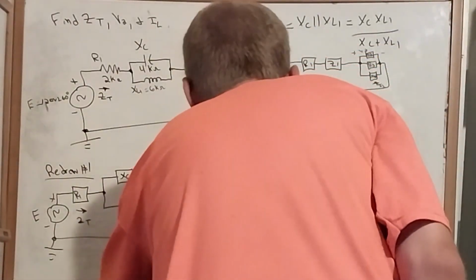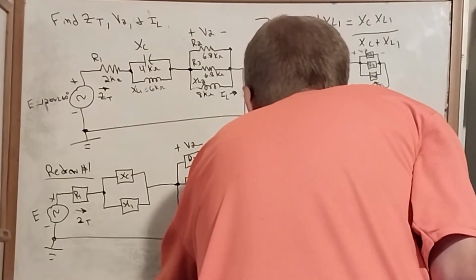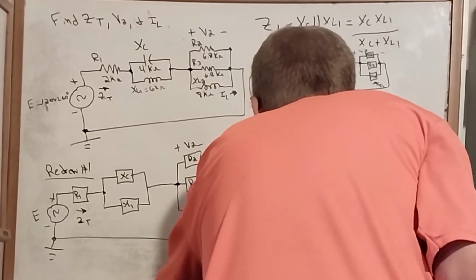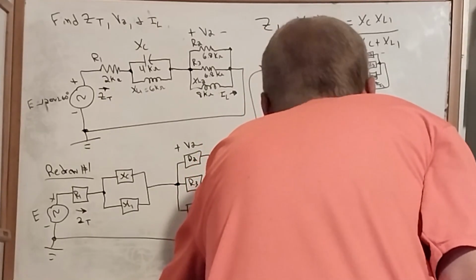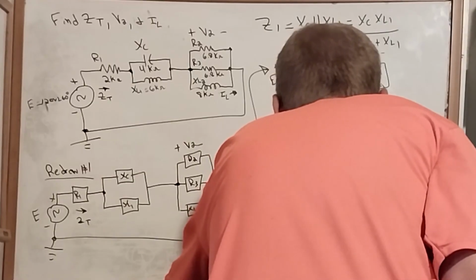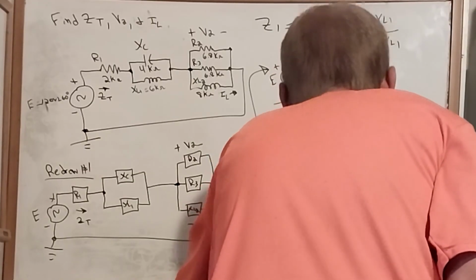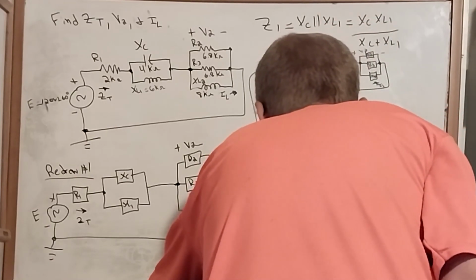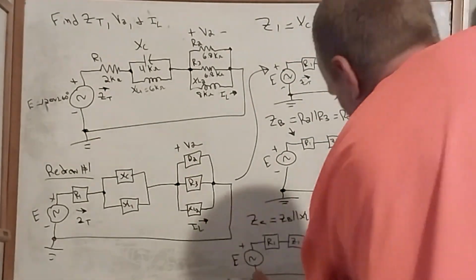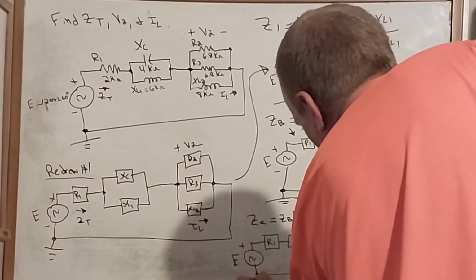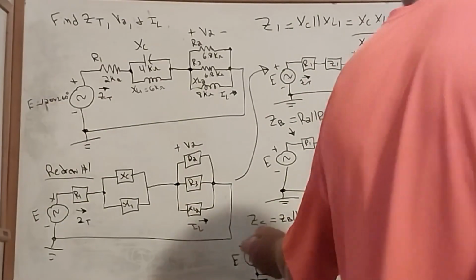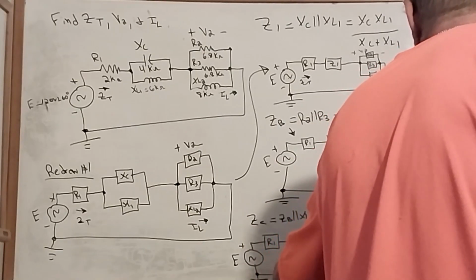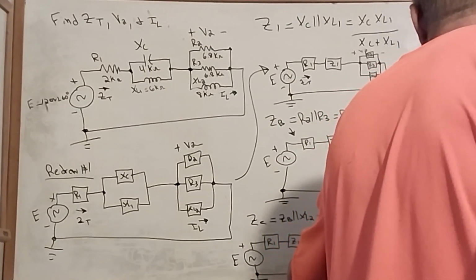And here, we'll redraw it right here. We have E, we have R1. Here we have Z sub 1. And then here, we can just bring this down to this point and say Z sub C. Alright, so see, we got the total impedance. Z sub T is equal to R1 plus Z sub 1 plus Z sub C.